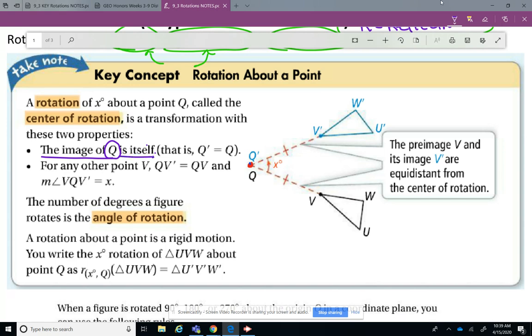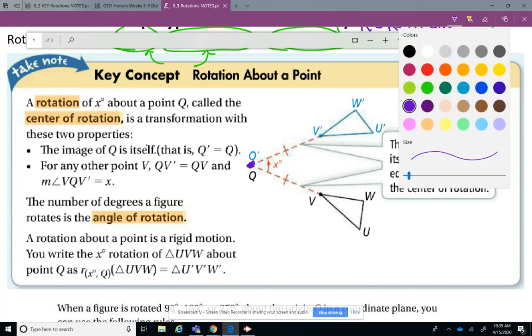is itself. So when I say I'm going to rotate about this point and I rotate it, this Q and this Q prime are really the same point. Okay, because you're rotating it about the same point. All right, for any other point, we're gonna use V as an example.